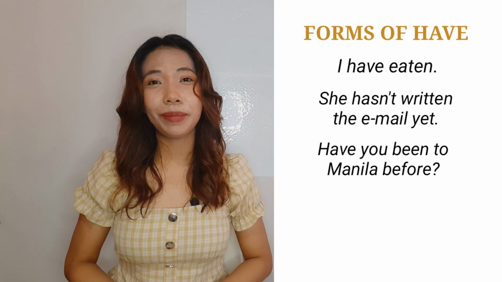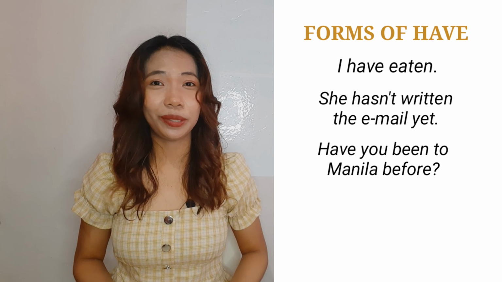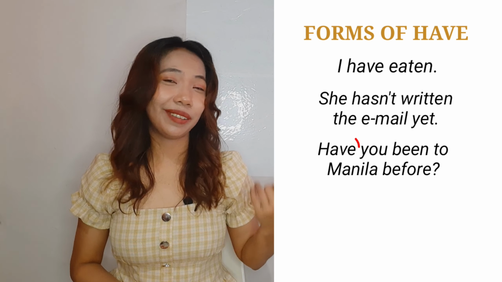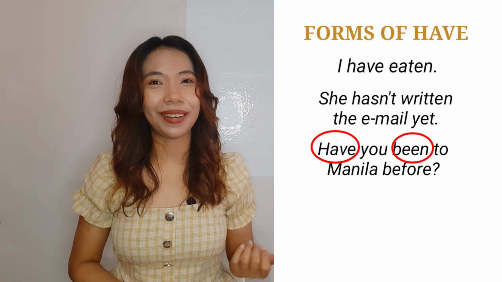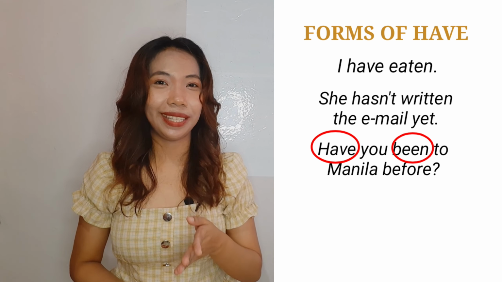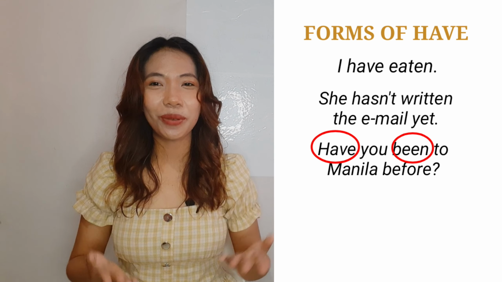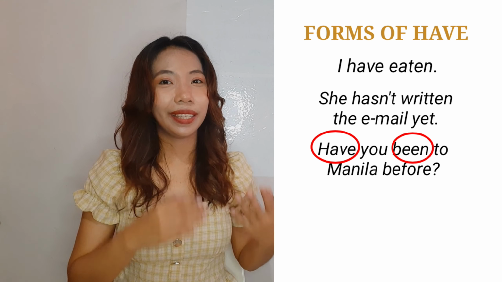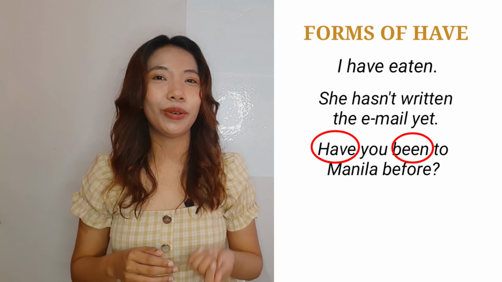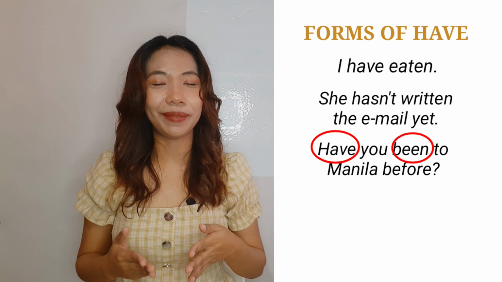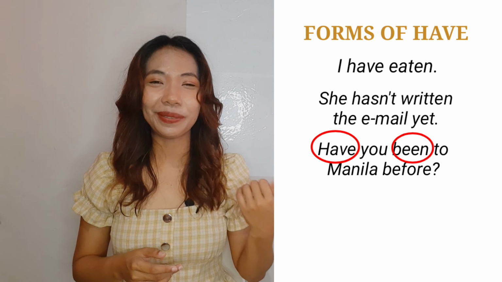Have you been to Manila before? Again, have you been to Manila before? So we have, and then we have the other verb, which is been. Don't be confused here. I said earlier we have forms of do as helping verb, but in this sentence we have the form of be as the main verb. So our helping verb here is the verb have.